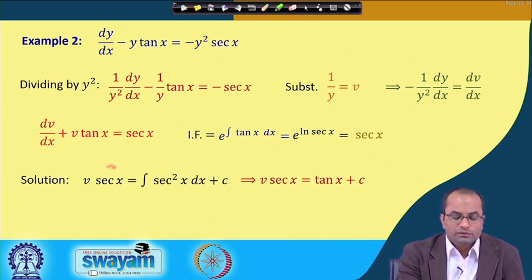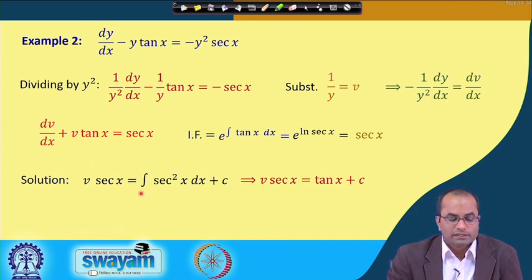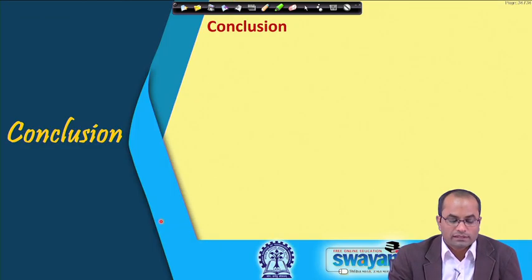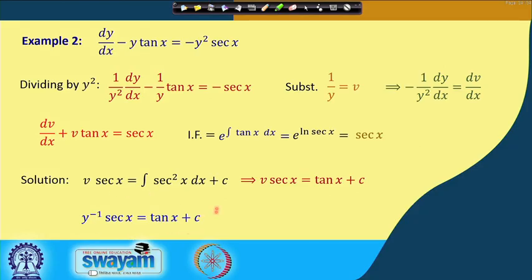So, we get this v into this sec x is equal to the integral of this sec square x, that is tan x plus this constant of integration, and this v was nothing but 1 over y. So, this 1 over y sec x is equal to tan x plus c, and that is the solution of the given differential equation written in this implicit form of the y and x. So, in fact, this we can write down as an explicit form also, because y appears here. So, we can bring everything to the other side of this y. So, the solution can be written in explicit form as well.